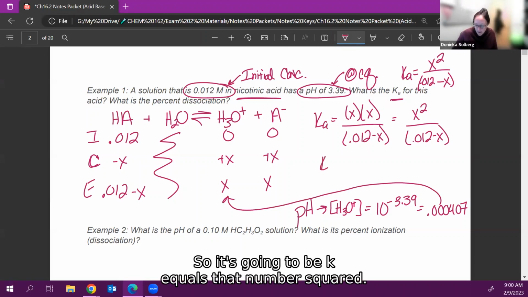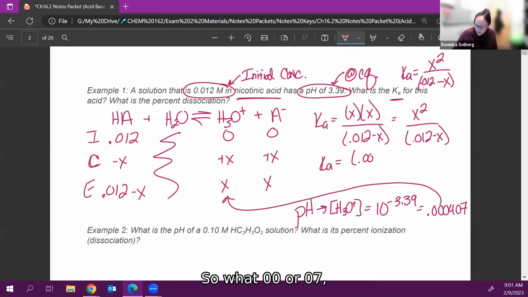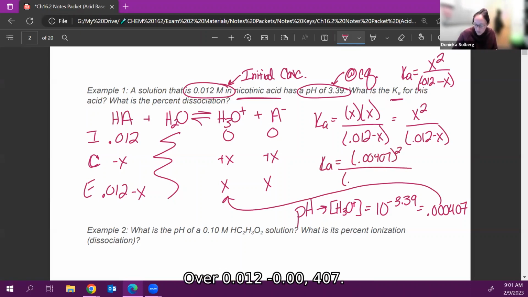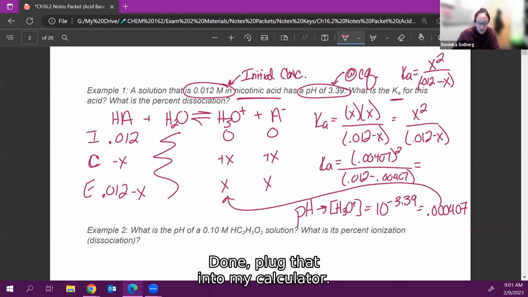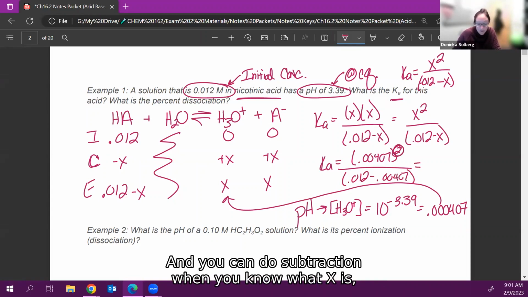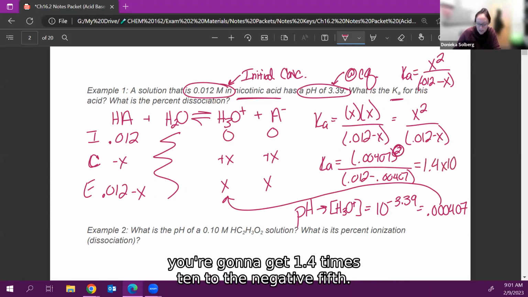So it's going to be Ka equals that number squared, so 0.000407, you can keep more sig figs if you want to, over 0.012 minus 0.000407. All done. Plug that into my calculator. Make sure you do the squared up there. Don't forget it. And you can do the subtraction when you know what x is. You're going to get 1.4 times 10 to the negative 5th.